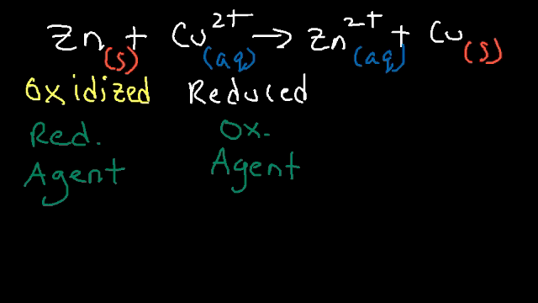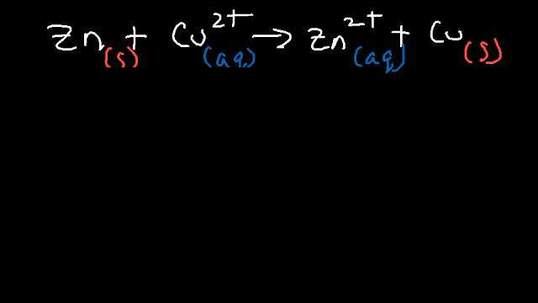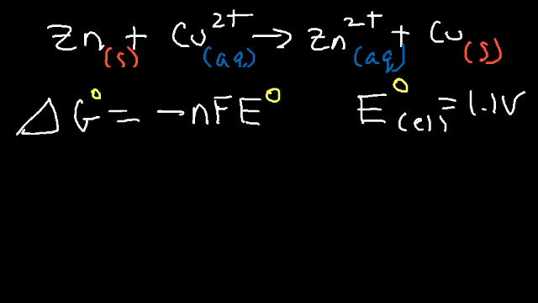But now let's go back to the cell potential of this reaction. Now we calculated the cell potential to be 1.1 volts. Using this information, how can we calculate the delta G of this reaction, the Gibbs free energy? The equation that we need is delta G equals negative NFE. Now, if we use the standard cell potential, we're going to get the standard delta G value.